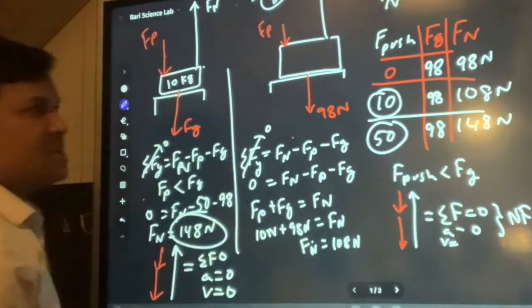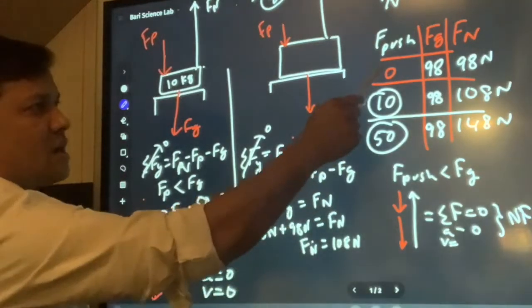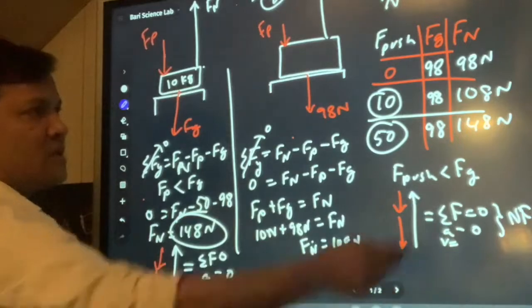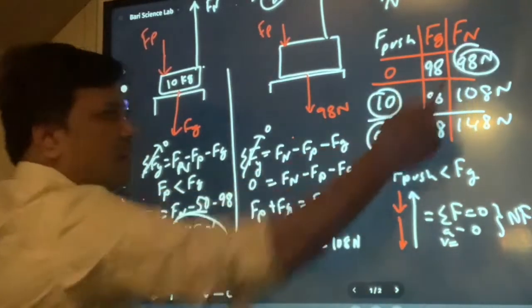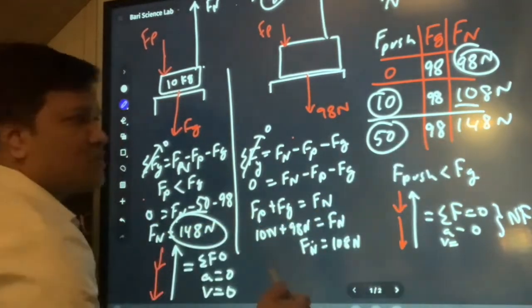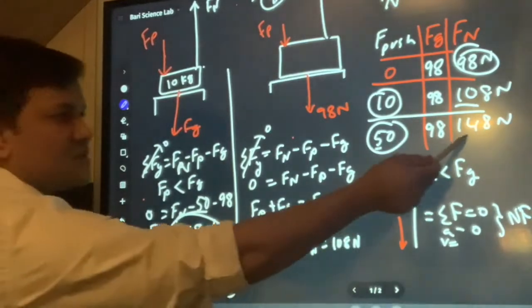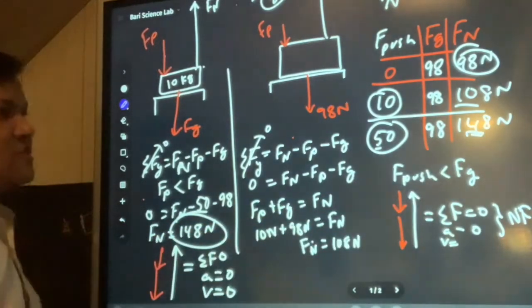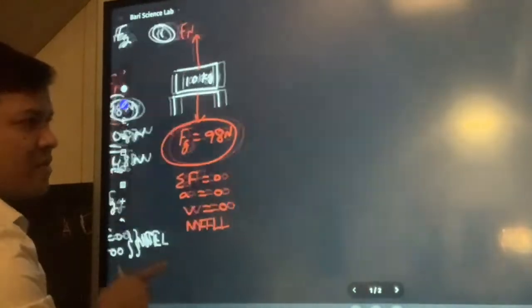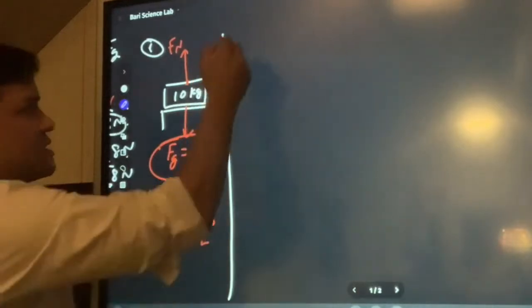As you see, the more you push, if you push by 0 Newton, the towel has to exert 98 Newton in order to keep the box at rest. If you push by 10 Newton, the towel has to do so much. But if you apply 50 Newton, the towel really has to do so much. Now let's see what happens when you pull instead of push.